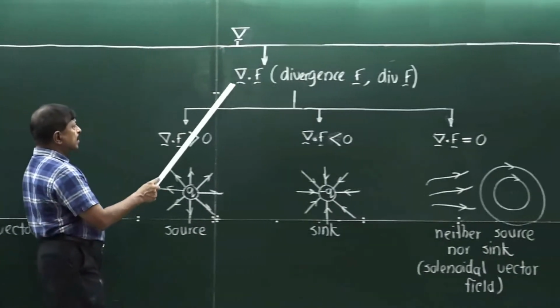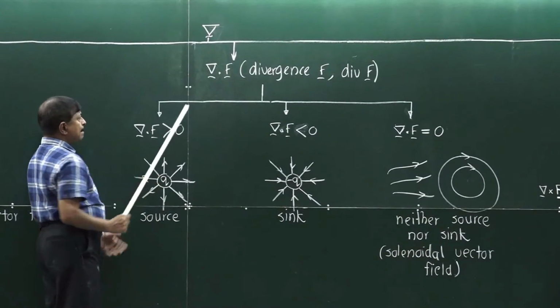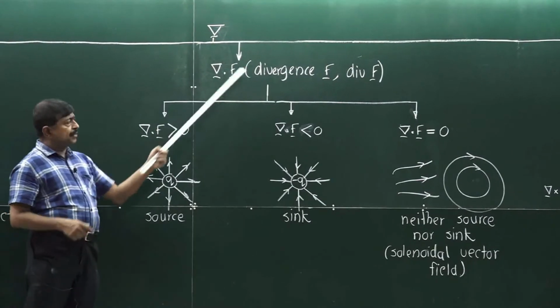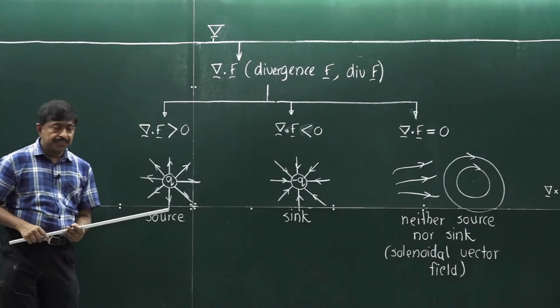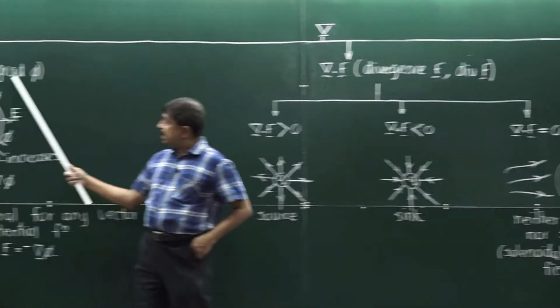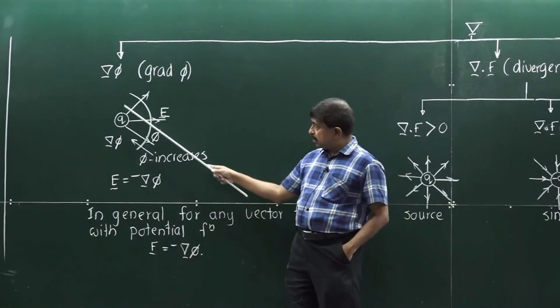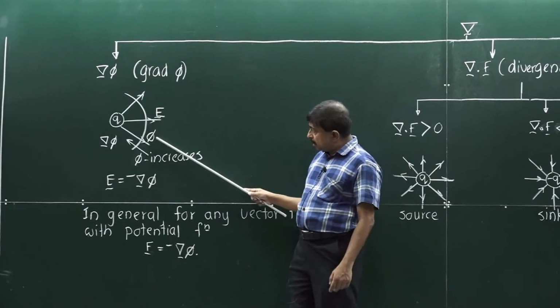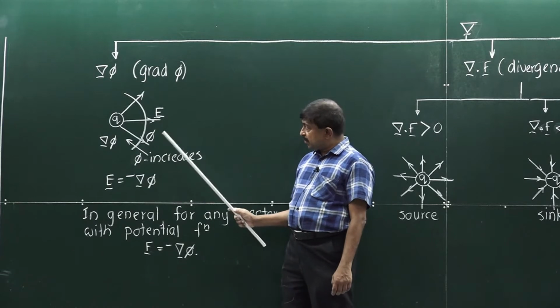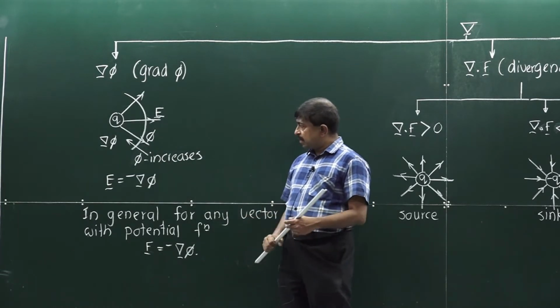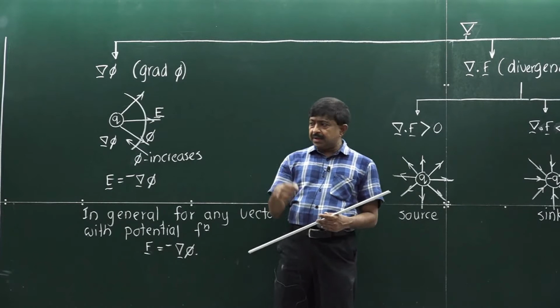Now, when we take the dot product, we call it divergence. There is a reason for that name. Here also there is a reason. Gradient means the slope. That is how you increase the potential function. That is the maximum gradient. It's like this. Maximum gradient is something like this.